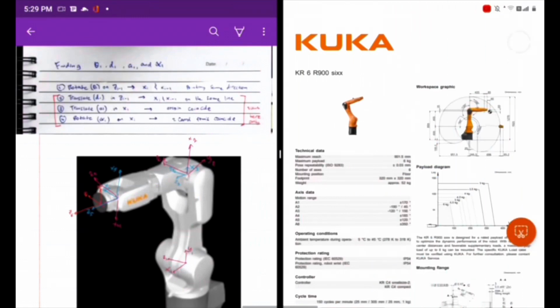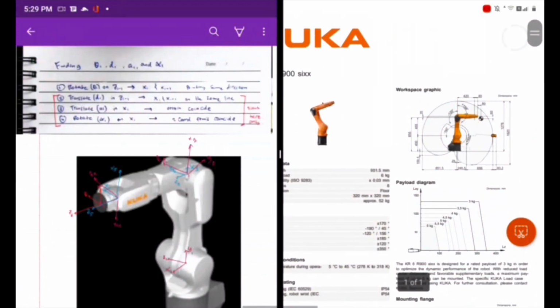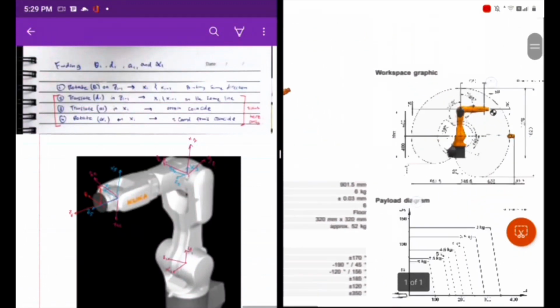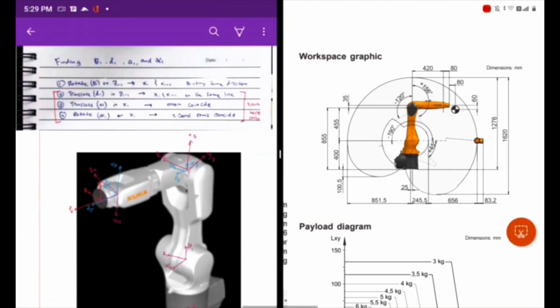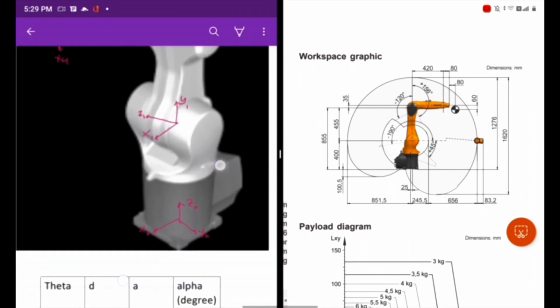Okay, now we will continue to find the DH parameters. After we make sure this datasheet is suitable for our robot and the values are right, we can follow these rules to get our DH parameters. First, let's take a look at our base coordinate frame. As we can see, the z-axis is not aligned with the next z-axis, and the origins do not coincide.